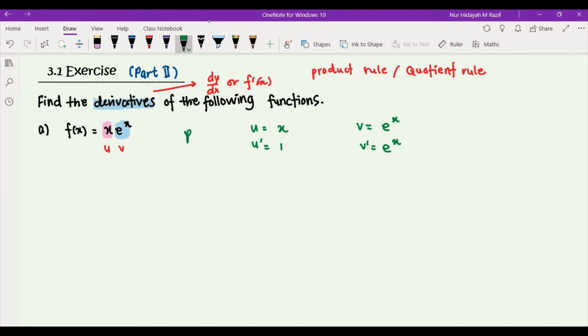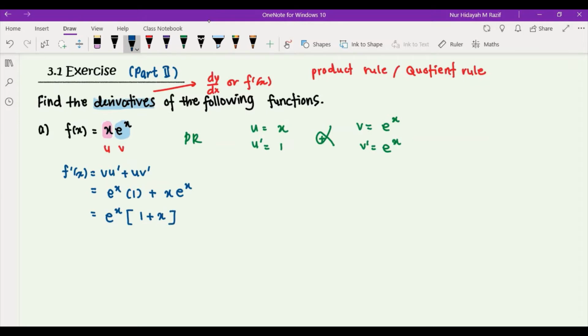Since we are using the product rule, the formula will be v u prime plus u v prime. And I'm going to substitute that into the formula for f prime of x. And I will get e power of x multiplied by 1 added to x times e power of x. And hence our solution will be e power of x, where I factor that one out, and whatever is left inside is 1 plus x. And that will be the final answer.